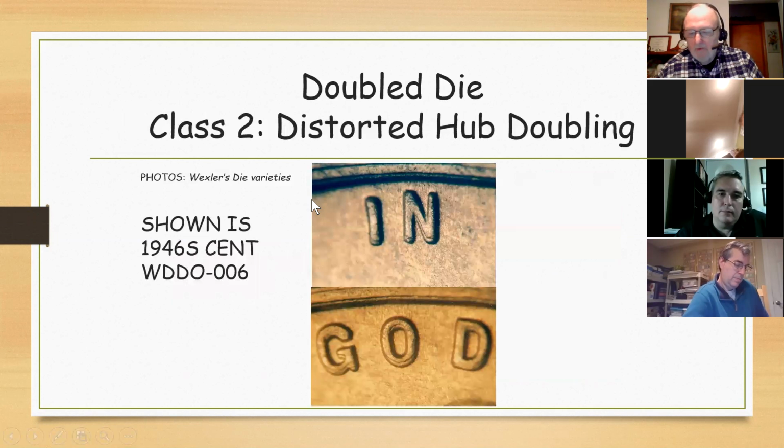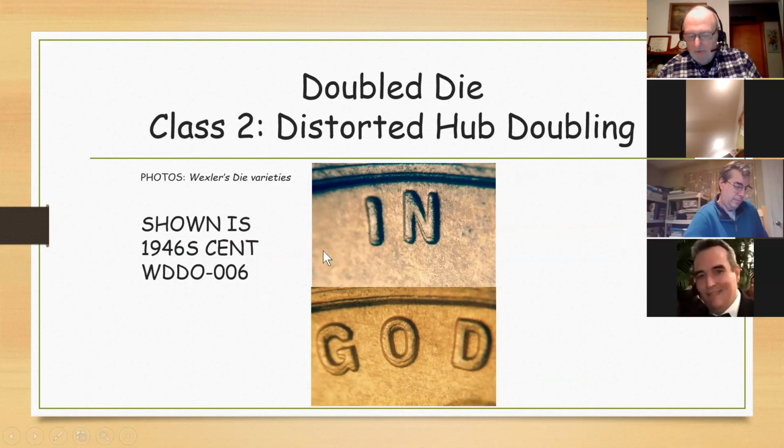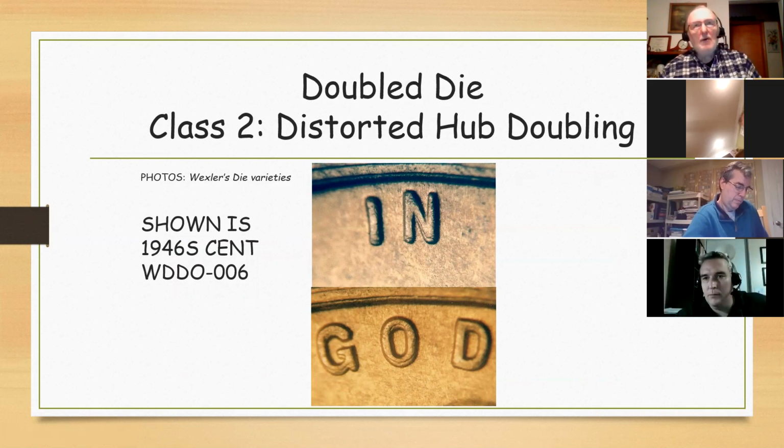Okay, class 2, the distorted hub doubling. Now here we see a 1946 San Francisco Mint cent that's also a Wechsler DDO. And during the multiple squeeze hubbing era, which was for the most part earlier than 1981, 1982, after a working die received an impression from the working hub, it needed to be annealed, or go through that heating process that allows a stronger bond between the alloys, if there's multiple alloys, before the next impression was made.